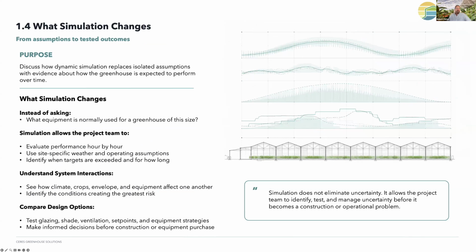Simulation changes the discussion from what normally happens if we use this equipment to how this greenhouse is actually expected to behave under the site-specific climate and operating conditions. It lets us evaluate performance hour by hour, identify when targets are exceeded, determine how long those exceedances last, and understand what is driving them. It also lets us compare the glazing, the shading, the ventilation set points, the controls, and all of the equipment strategies before construction actually begins. Simulation does not eliminate uncertainty, but it gives the project team a structured way to identify it, test it, and make better decisions before it becomes a construction or operational problem.